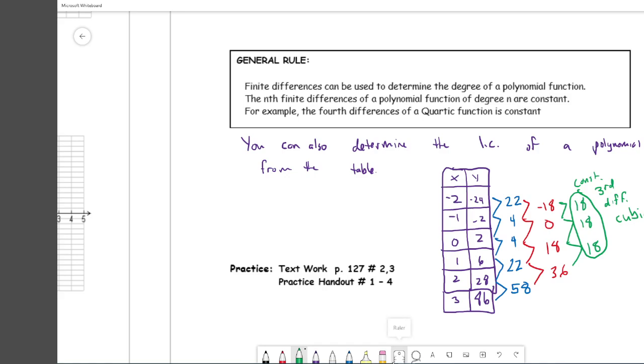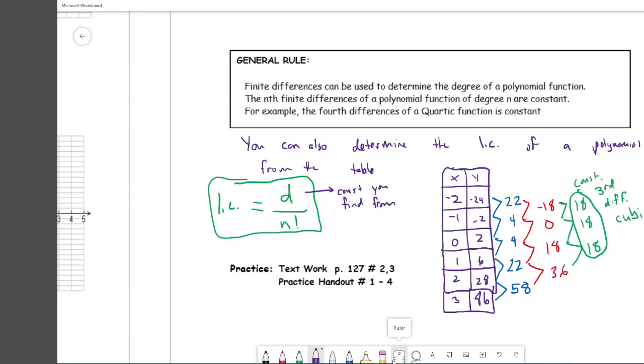What's its leading coefficient? The leading coefficient of any polynomial is d over n factorial. Okay, now what does that mean? d is the constant you find from the table, and n is the number of columns you used.